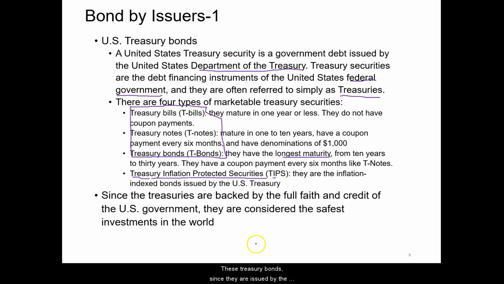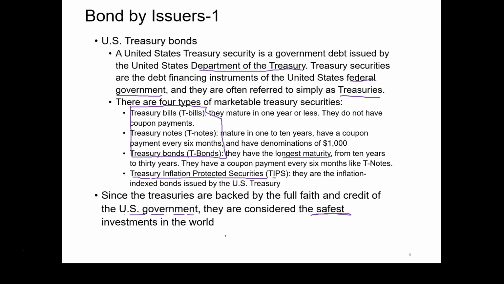Department of Treasury. These Treasury bonds, since they are issued by the Department of Treasury and backed by the full faith and credit of the U.S. federal government, and we don't think the US federal government is going to go bankrupt anytime soon, the US Treasury bonds are considered the safest investment, not just in the United States, but all over the world.